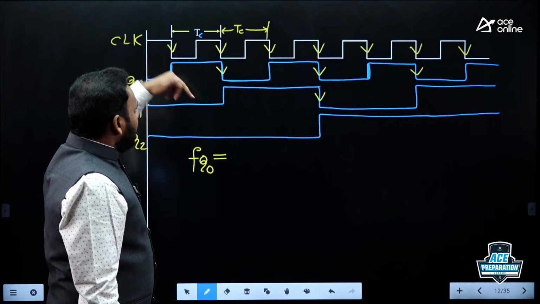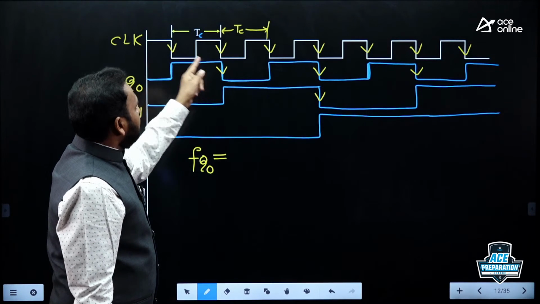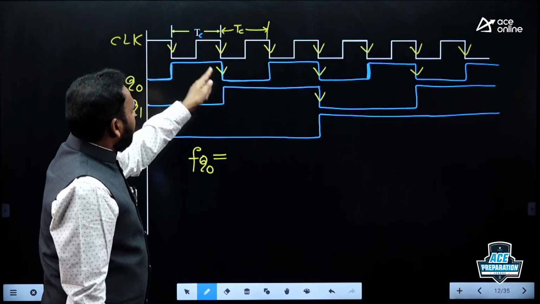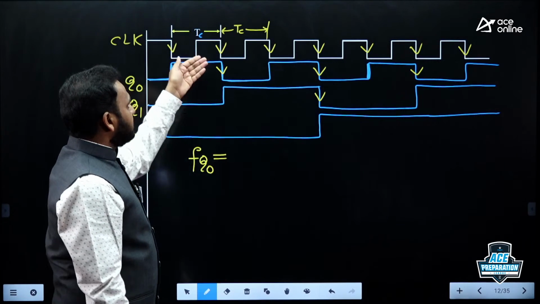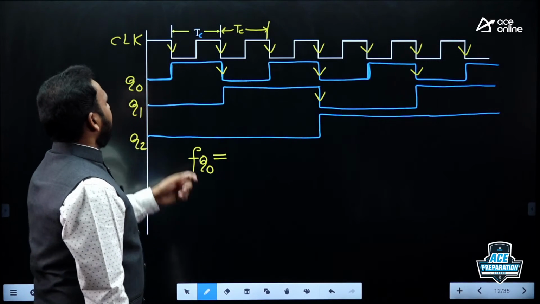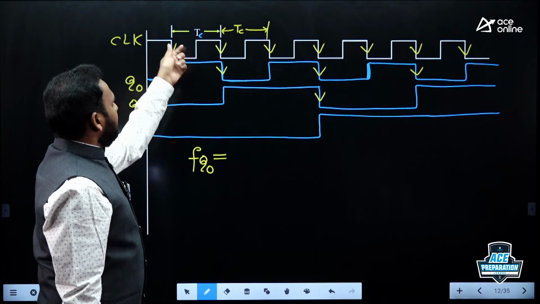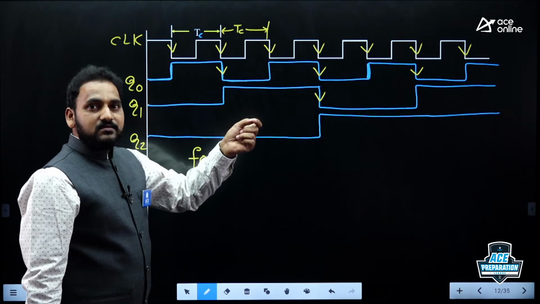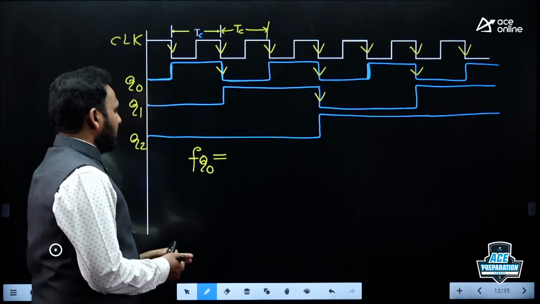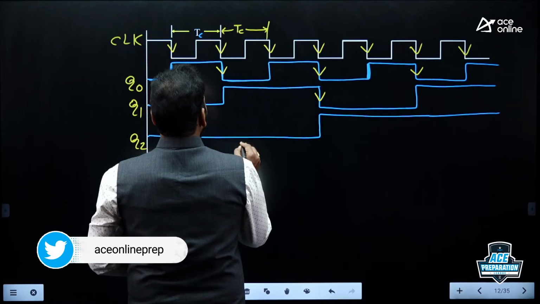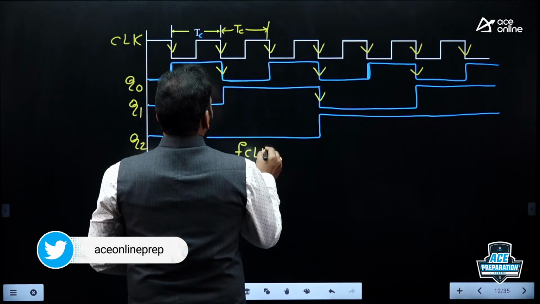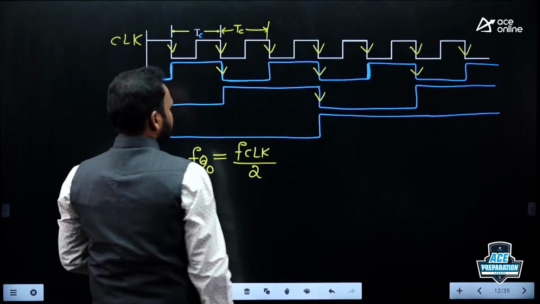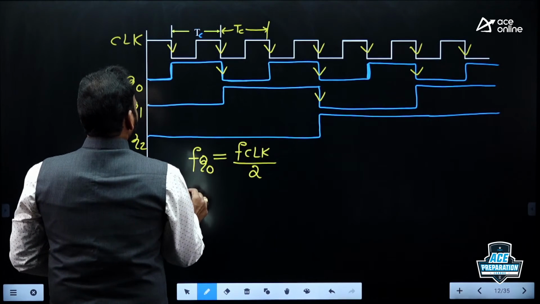So as it has completed only 1 cycle, I can say in this particular time period, if the frequency of the clock is 2 Hz, then the frequency of Q0 will be 1 Hz. Frequency is divided by 2. Automatically, pulse width will be double. If this is a pulse width x, it will be 2x, because frequency and time are inversely proportional. So what is FQ0? F clock, or F input frequency, divided by 2, that's it.